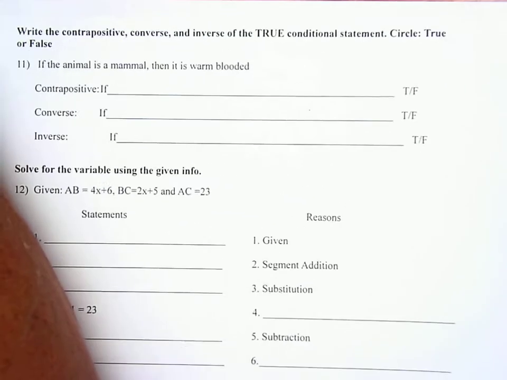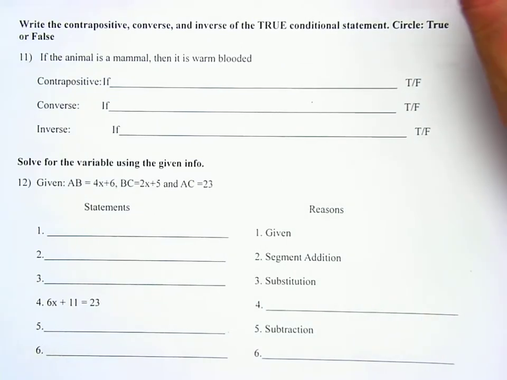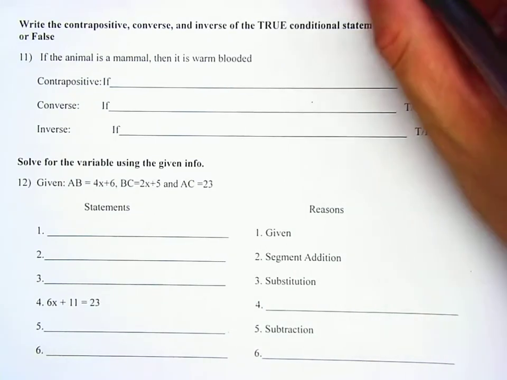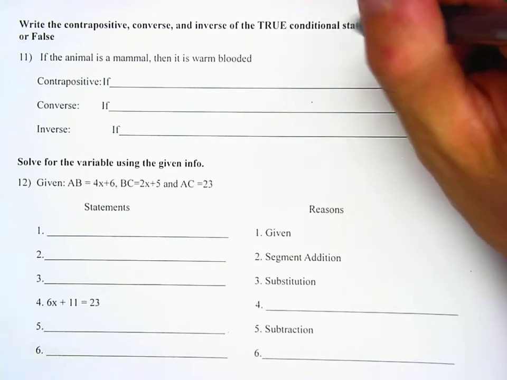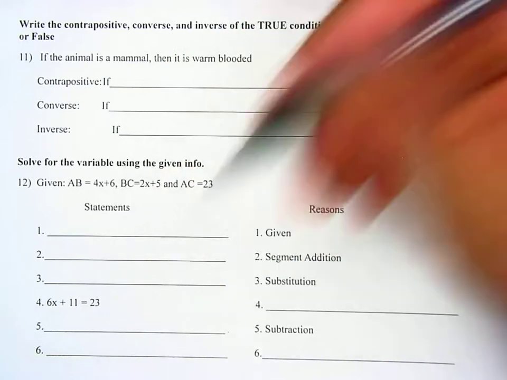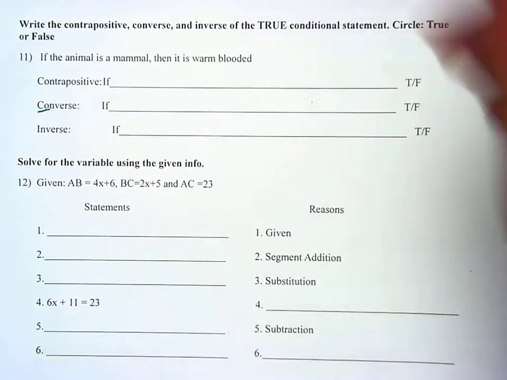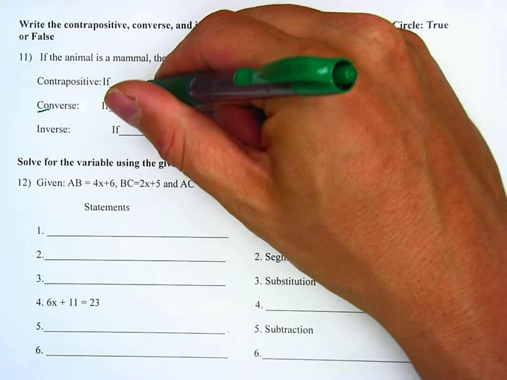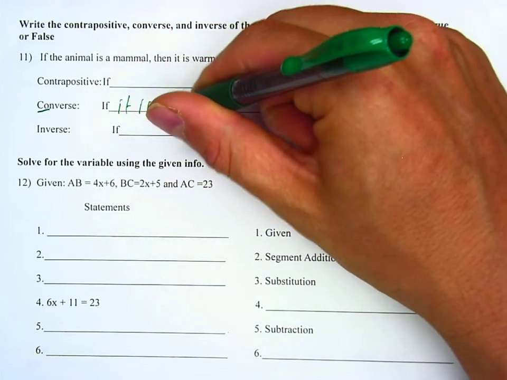Converse, inverse, contrapositive. So write the contrapositive, converse, and inverse of the true conditional statement, then circle true or false. So if it's a mammal and it's warm-blooded, all right, so all mammals are warm-blooded. The contrapositive here, converse and inverse. Let's do the converse first. Converse means change the order, change order, CO. So if it is warm-blooded, then it's a mammal.